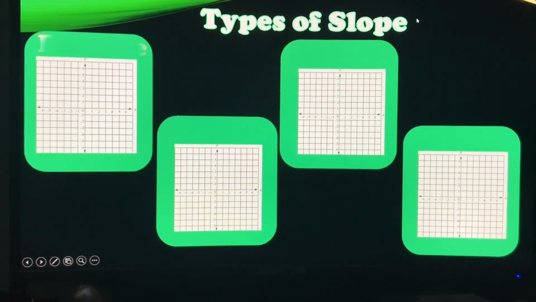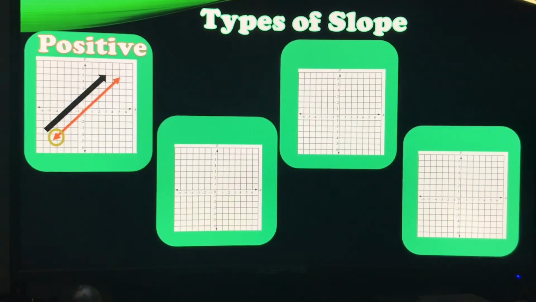I could have a positive slope. A positive slope is when my line is going up. It's like an uphill climb. Now, where we get confusing is, well, where do I start? You always start here on the left of your graph, and you follow along as if you're climbing a hill or you're a skier and you're going uphill. So you're positive.